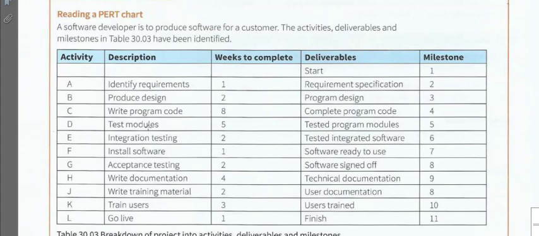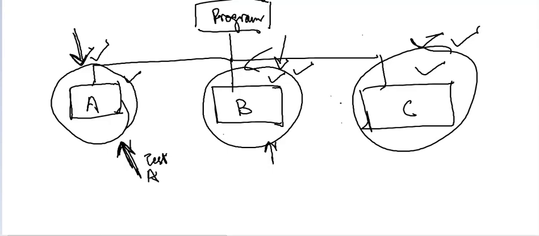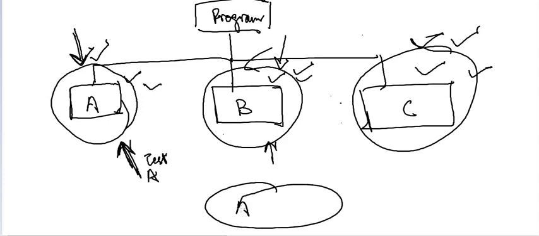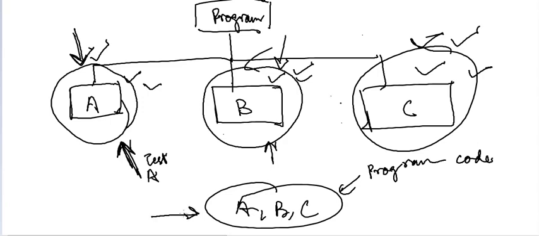And when we take a look here at activity E, it says integration testing. And what is integration testing? Basically, the programmer, once he has written all of these modules A, B and C, we package them in one place. So A, B, C, collectively, this is our program code, right? This is our program code. And now we can check the entire code collectively.